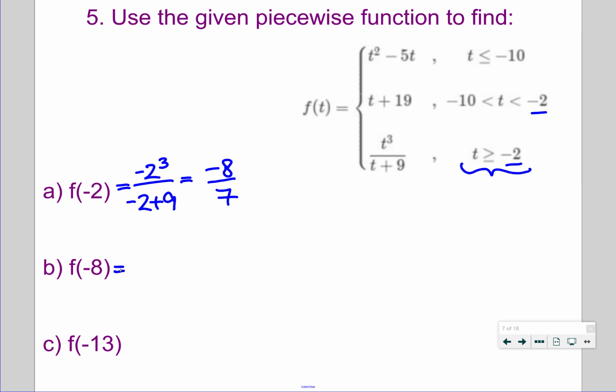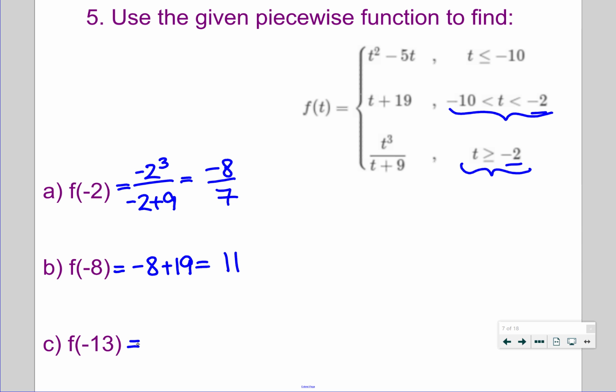Negative 8, I need to figure out where that one is going to lie. So it's not bigger than negative 2. I'm not going to use the bottom one. It is between negative 10 and negative 2. So I'm going to use the middle part of my function. Negative 8 plus 19 gives me 11.